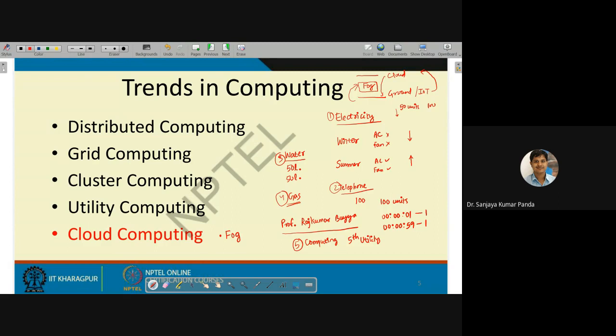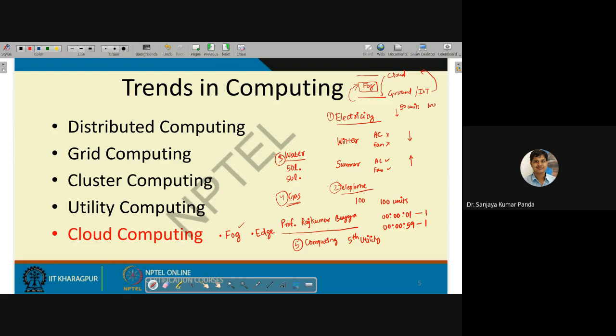As fog is near to the ground, we push all the things to the fog first. If fog is incapable, then we'll go to the cloud. But if fog is capable, our communication time is reduced, right? So that's why there is another popular paradigm that is called fog computing. Similarly, people have come up with another computing paradigm that is called edge computing.